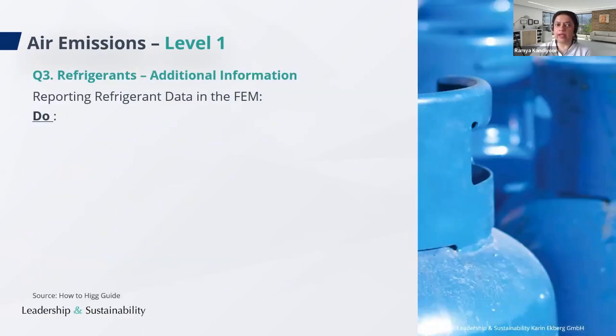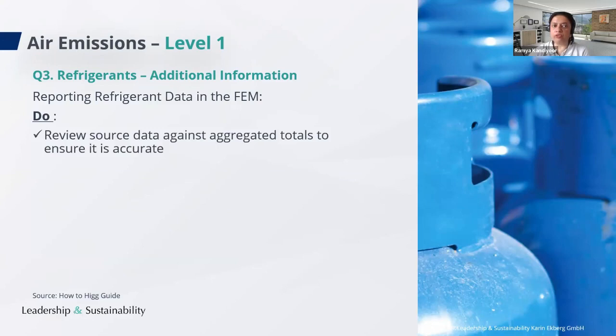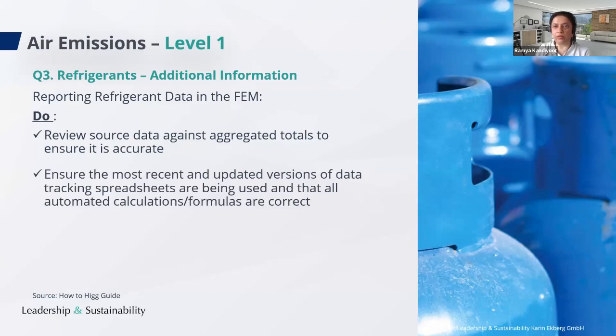This again is basically data, and we had talked about quantitative data management in our energy section, but we would just like to touch upon what we should be doing about the data also for the refrigerants part of it. So there are some do's and don'ts which we are expected to be mindful of when we are dealing with data. We have to review the source data against aggregated totals to ensure that it is accurate. So let us say you are reporting that a certain amount of R22 has been replaced in a particular year. You have to maintain where you recorded this information, whether it was a maintenance that was done, whether you have the correct invoices. All of this will be verified by whoever is coming on site. You have to also ensure that the most recent and updated versions of the data tracking spreadsheets are being used.